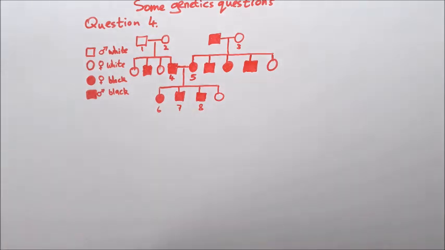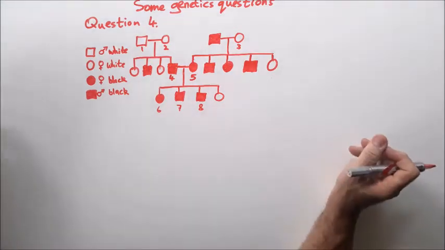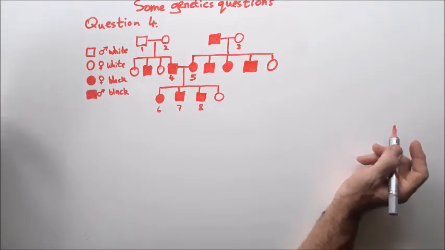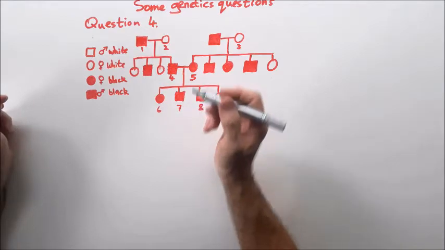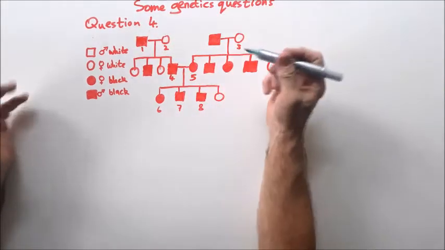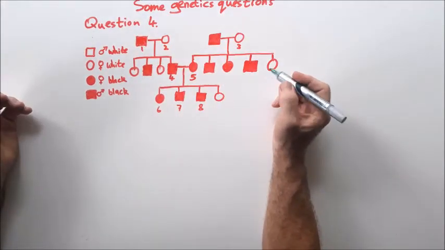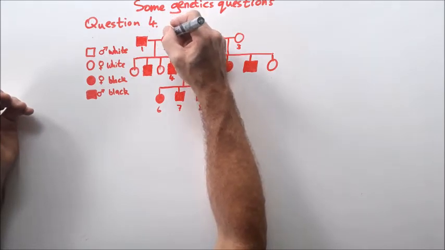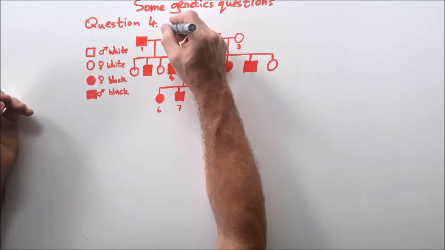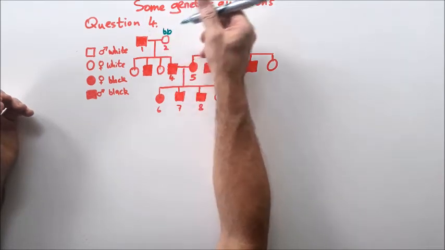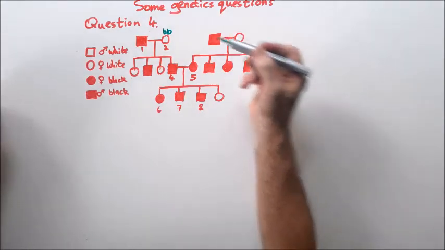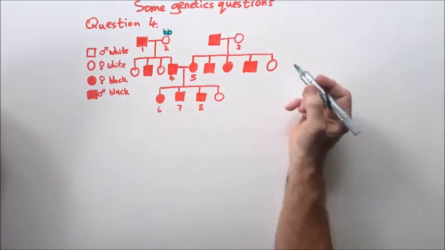And the questions are, 4.1 is using the letters big B and small b, write down the genotype of the individuals numbered 1 to 6. Now let's have a look at these individuals. Let's look at number 1 and 2 to start off with. Number 2, the only way she can have a white coat is to have 2 small b's. If there was a large B, then this female would have black fur. But to have white fur, she has to have 2 small b's.